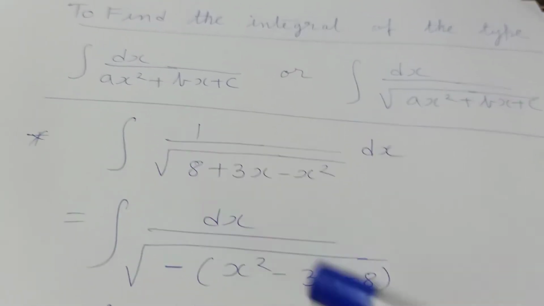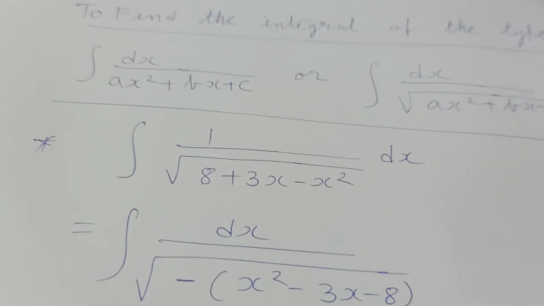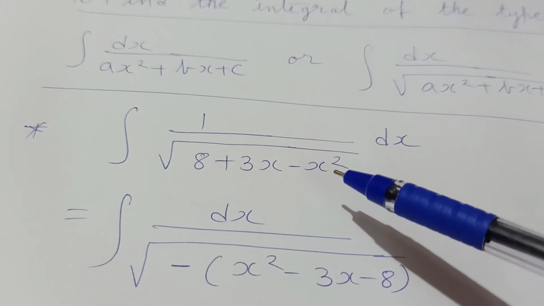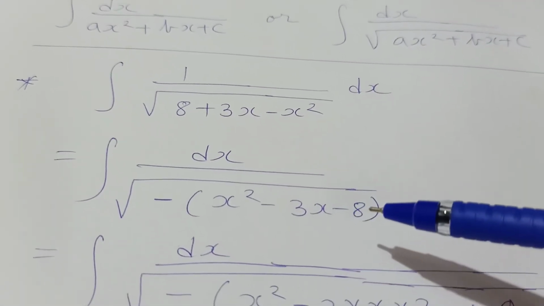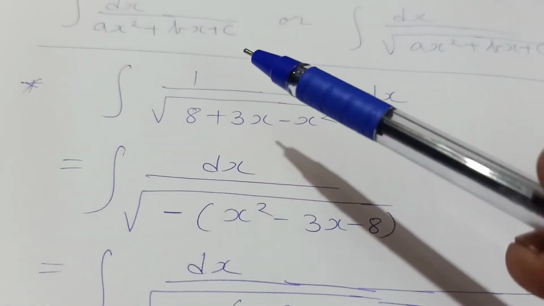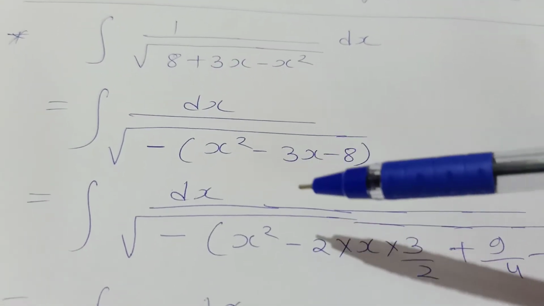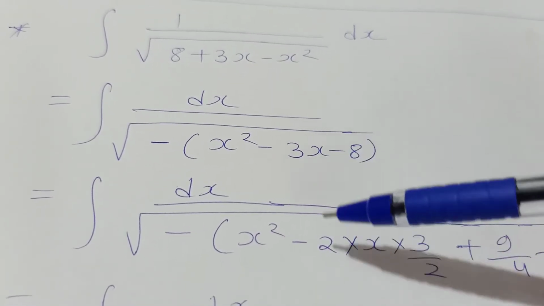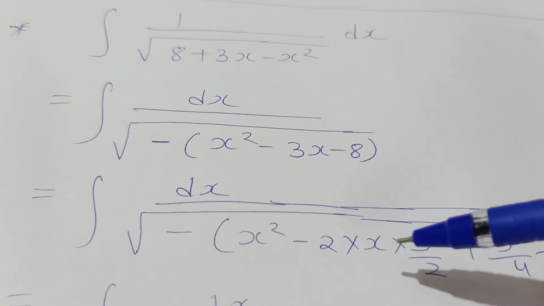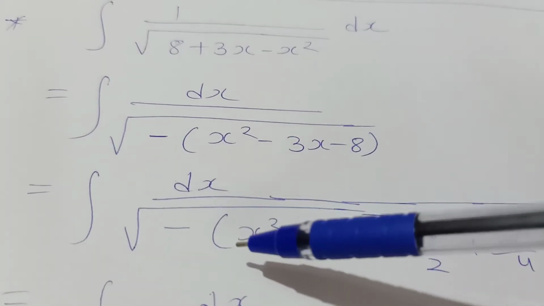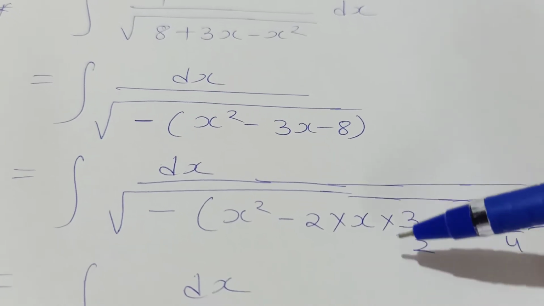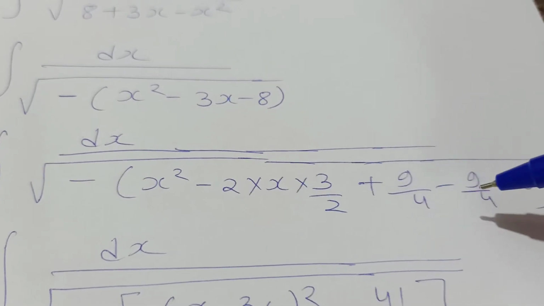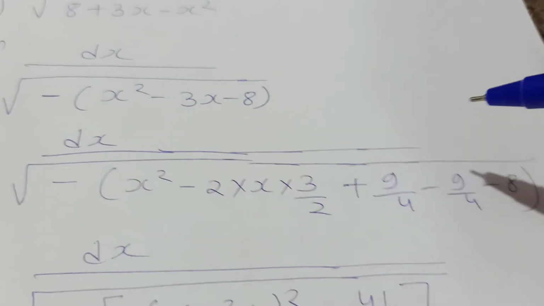Now I have taken this example as 1 upon root 8 plus 3x minus x square. Okay, so we will take minus common, then we will get x square minus 3x minus 8. So it is now in the form of ax square plus bx plus c. So we will make it a complete perfect square. So there is x square. Now in the place of 3x we will write 2x into 3 by 2. So there is our a square, there is our 2ab, and the value of b is 3 by 2. So we will insert b square, that is 9 by 4, plus and minus, and this is minus 8.